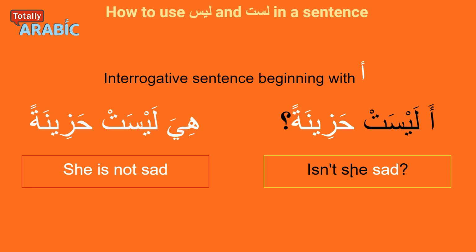How did I understand that it is she, not he? Simply because here we used ليست, and ليست we use only for the feminine, not the masculine. For the masculine we use ليس. Feminine we use ليست. I hope now it's clear for you how to use ليس in every sentence, whether it is negative or interrogative.